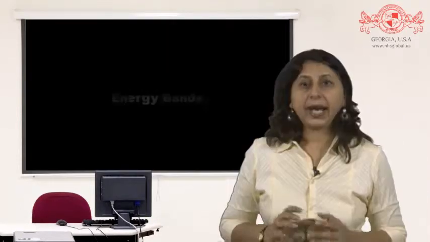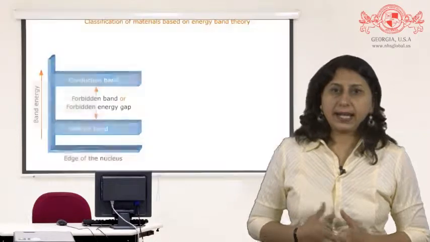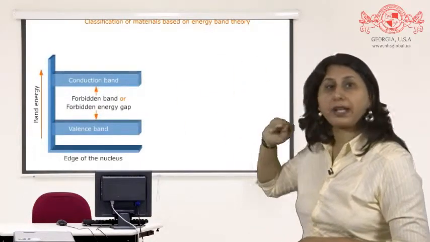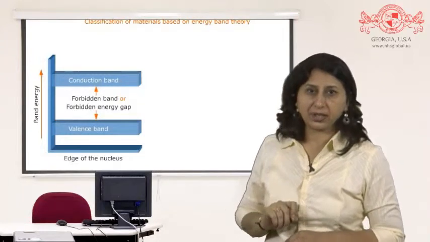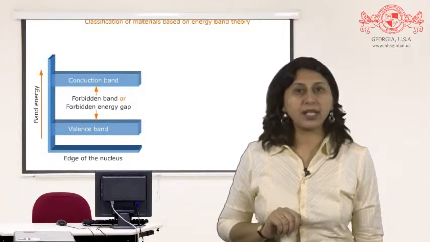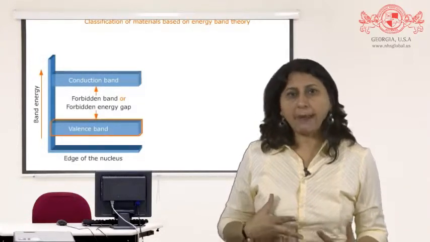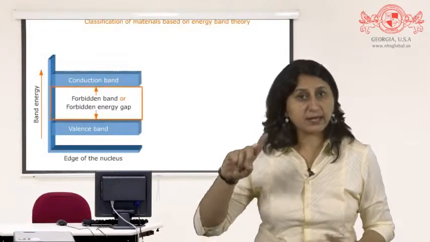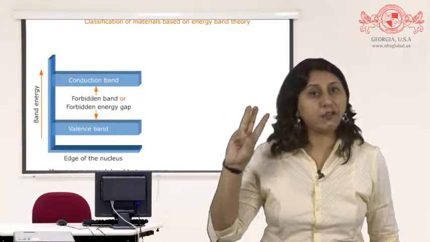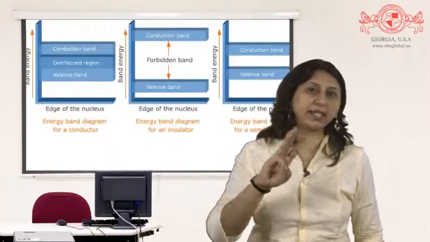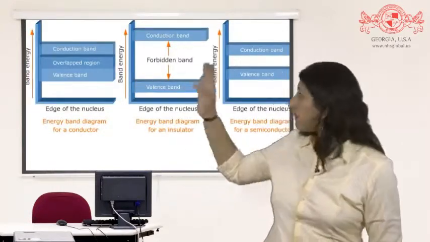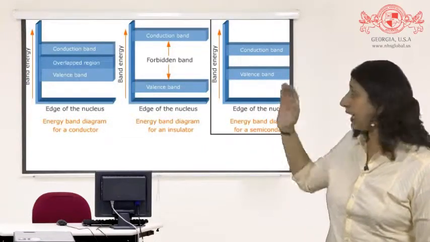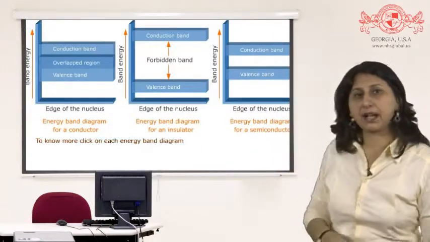Energy bands. Let us take a look at the classification of materials based on energy band theory. To understand the behavior of solids, we need to know about the three energy bands, namely valence band, conduction band, and forbidden band or forbidden energy gap. Displayed here is the energy band diagram of a conductor, insulator, and a semiconductor.